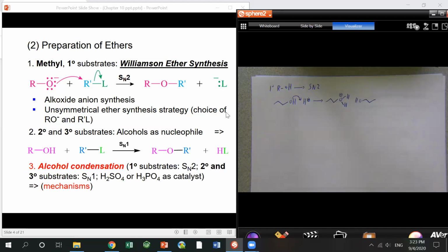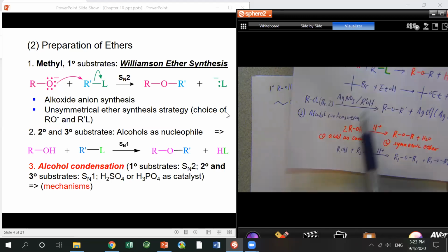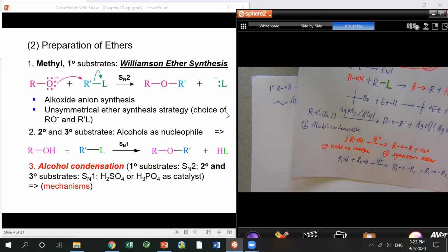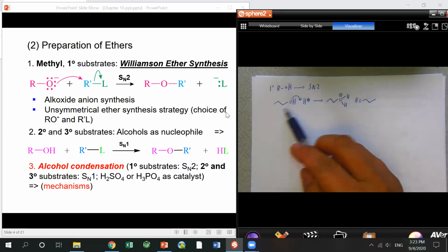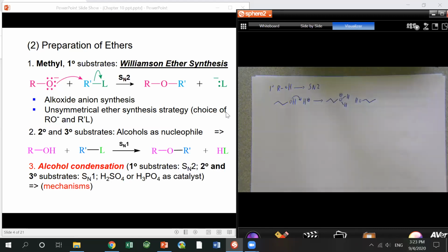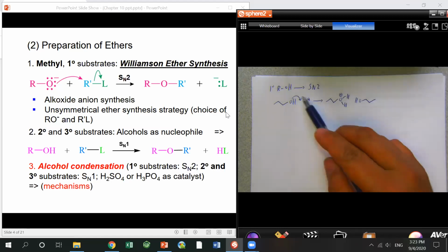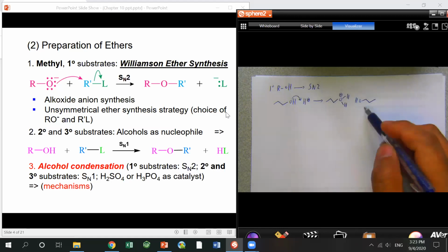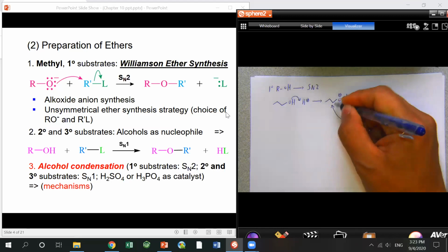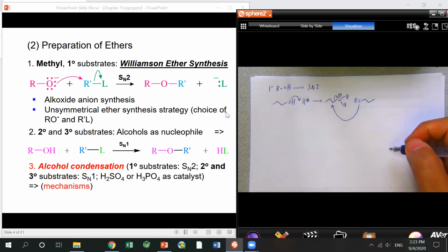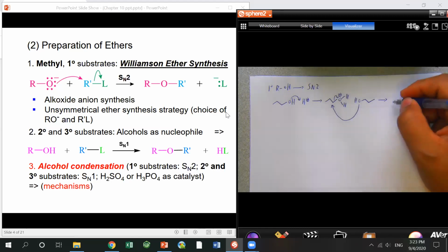So if you want to do the alcohol condensation, you use acid conditions and the same alcohol, two molecules of the same alcohol. Depending on the substrate, if it is a primary alcohol, you do it by the SN2 mechanism. Here, the first alcohol picks up a proton, converting the leaving group to water. Then the second alcohol comes in as a nucleophile, attacks here, and pushes away the leaving group. Then you generate something like this.